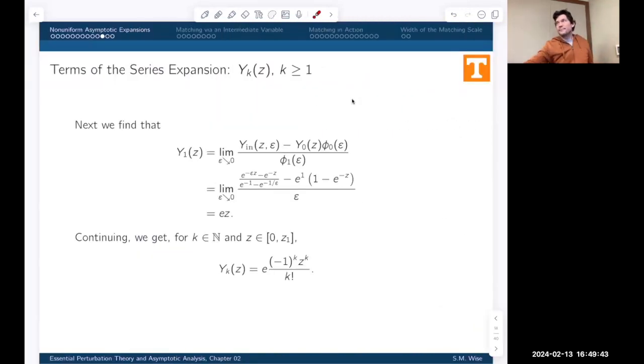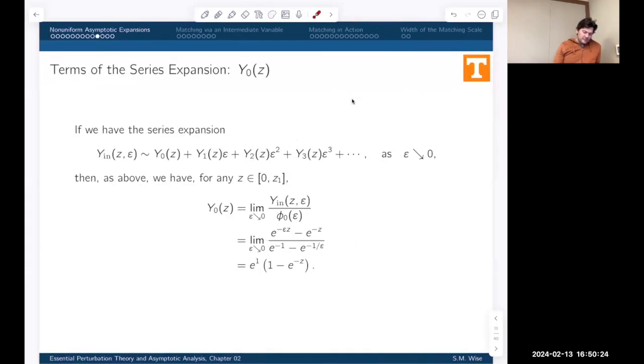And we can keep going. Capital Y1 is just the inner function minus the partial sum to 0th order. Partial sum 0th order is just y0, phi0 divided by phi1. So that's this mess here. And if you take this limit, you'll find that you get e times z, at 2.71828 times z, approximately. And you can continue in this fashion.